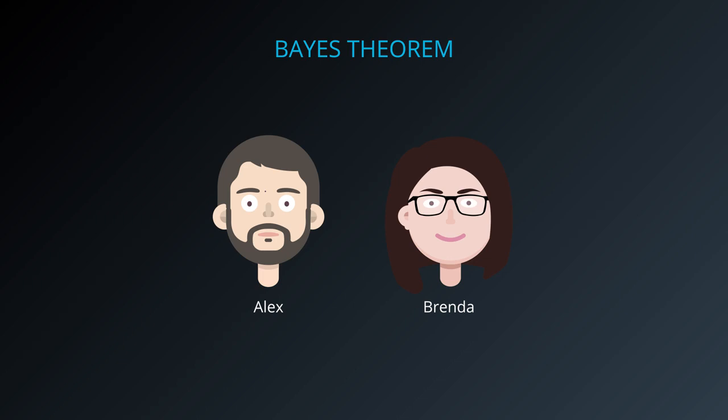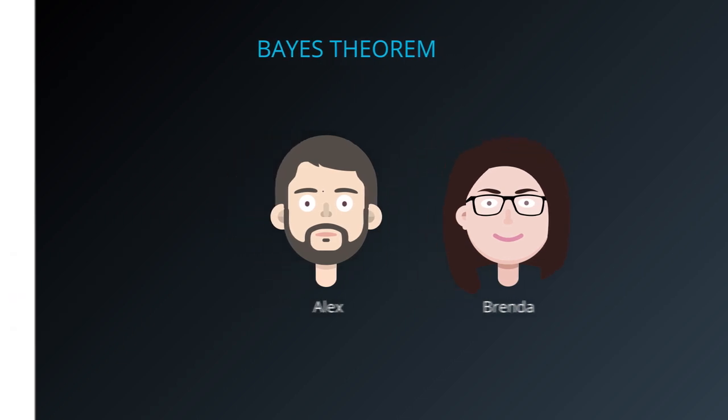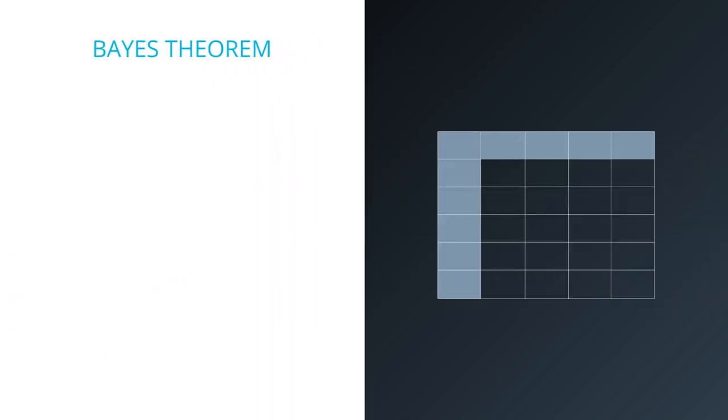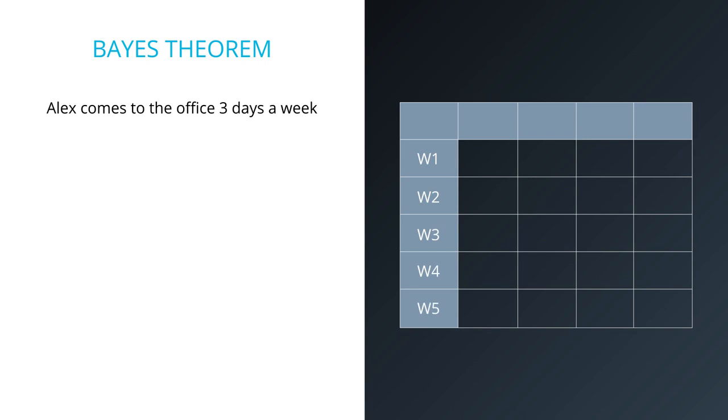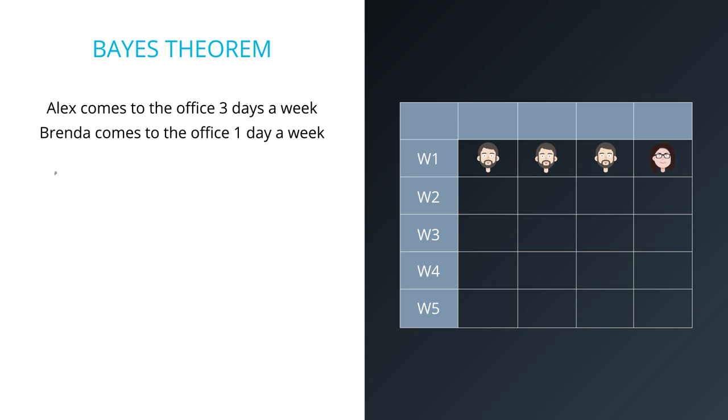So let's say we look more carefully at their schedules and we realize that Alex actually works from the office most of the time. He comes by 3 days a week. And Brenda travels a lot for work, so she actually comes to the office only 1 day a week. So initially, without knowing anything about the red sweater, all we know is that it's 3 times more likely to see Alex than to see Brenda. Therefore, our prior probabilities are 0.75 for Alex and 0.25 for Brenda.